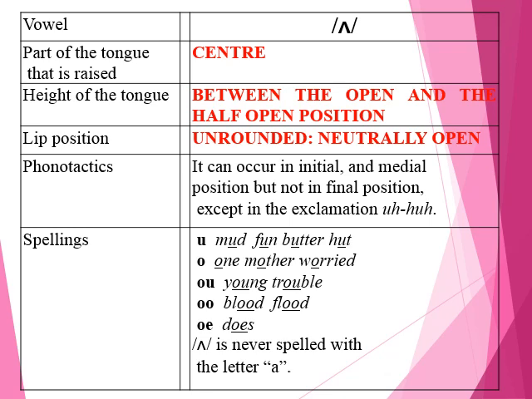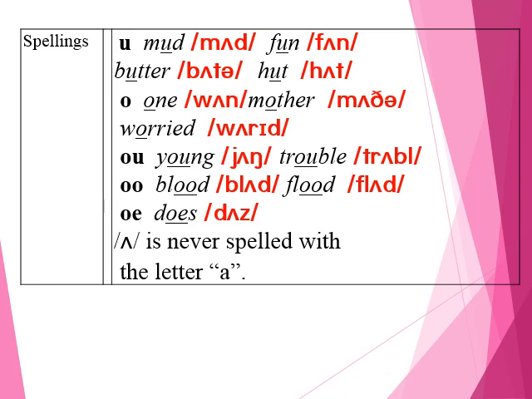Let's see now the most common spellings. The most common spelling of this A sound is the U. The U, when it is pronounced like an A, it sounds like the central A, as in mud, fun, butter, hat. When the O is pronounced like an A, it is also this A, the central A, as in one, mother, worried. Other spellings for this type of A are OU, as in young or trouble, double O, as in blood and flood, and OE, as in does.